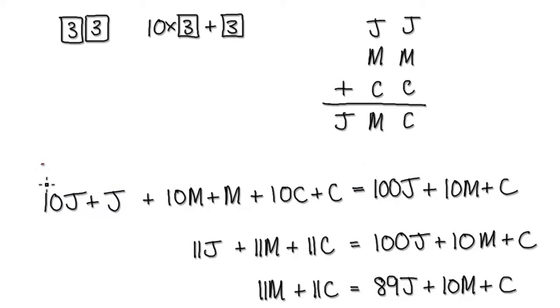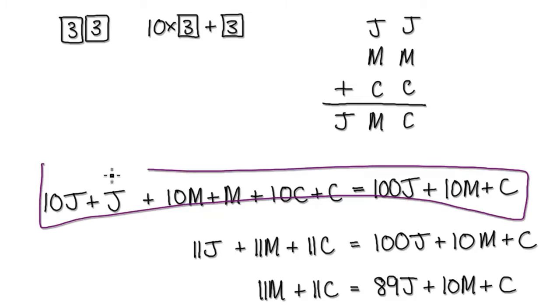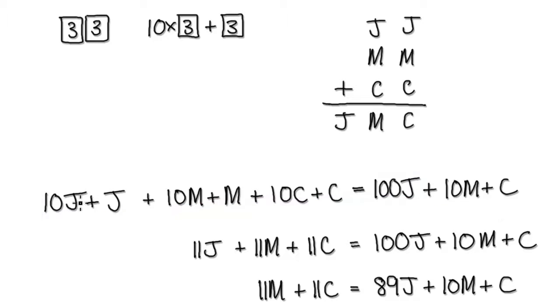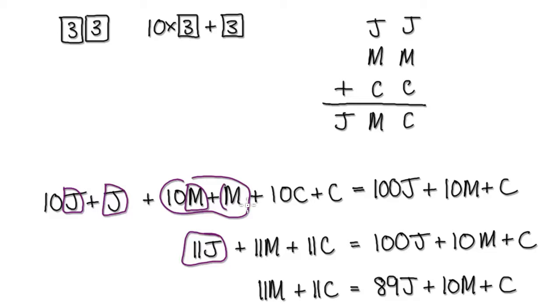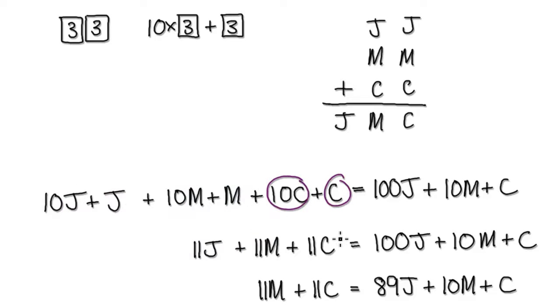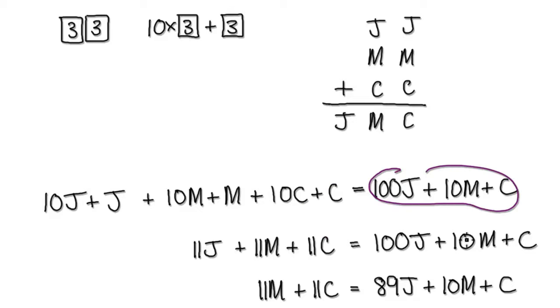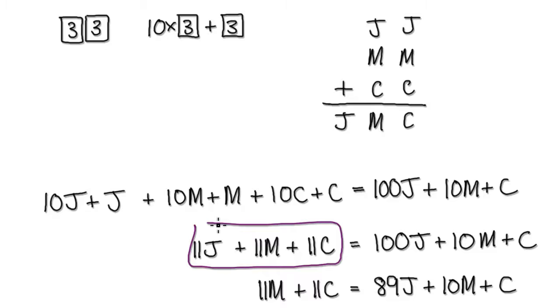Currently as it stands, this thing is very complicated, so in your mind, simplify this. You've got 10J plus a J, that will give you 11J. Then simplify this: 10M plus an extra M will be 11M. And then 10C plus an extra C will be 11C. Well, let's keep this the same. So now it becomes slightly simpler.